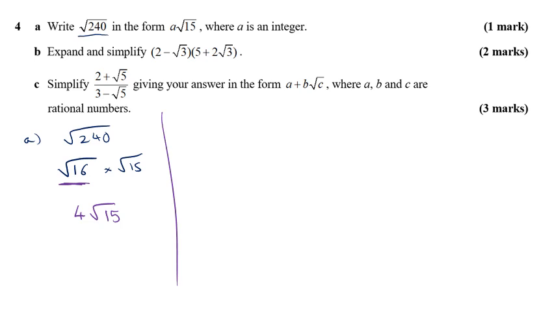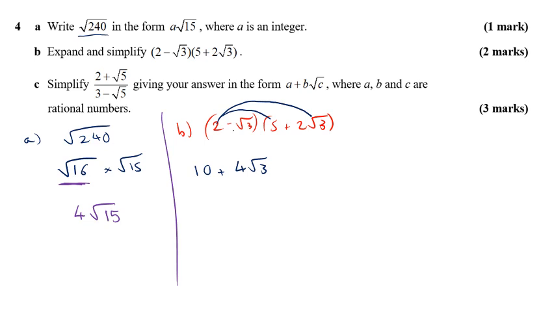For part B, expand and simplify 2 minus root 3, 5 plus 2 root 3. So we're just going to take it a term at a time. So we would do 2 times 5, which is 10, 2 times 2 root 3, which is 4 root 3. Then we are going to do negative root 3 times 5, which is negative 5 root 3. And then here, and I'm going to not write this in its simplest form, we are doing a negative times a positive, which is a negative, and we are doing 2 root 3 times root 3, which will give 2 root 9.